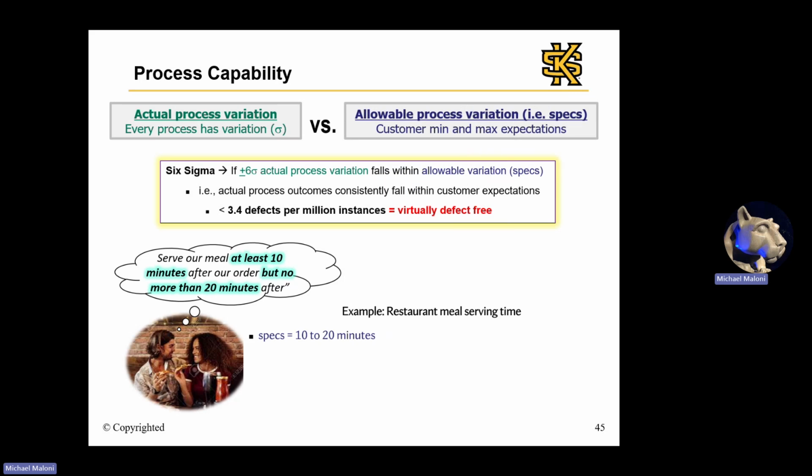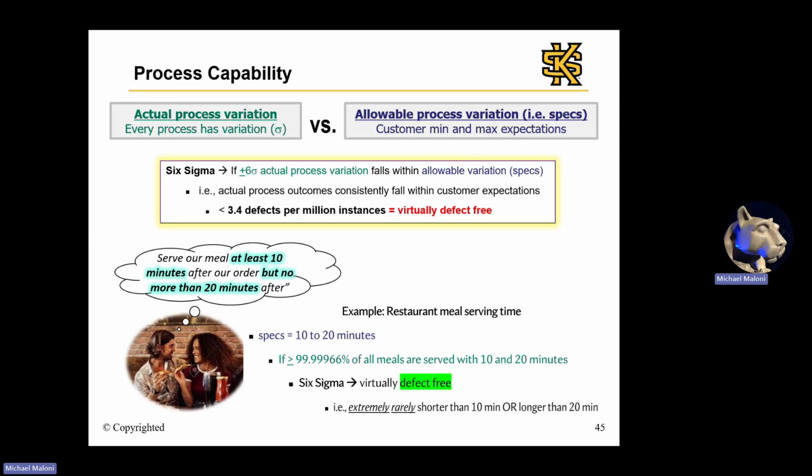Then if we measure all the orders, or as many as we can, and 99.99966% of all meals are served between 10 and 20 minutes, we've achieved a Six Sigma level of quality. The wait process is virtually defect free. The wait time will almost never be shorter than 10 minutes or longer than 20 minutes.